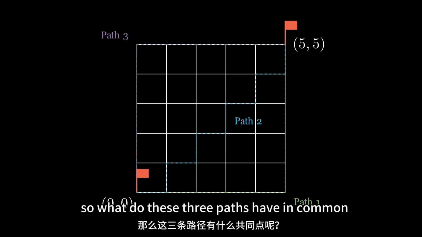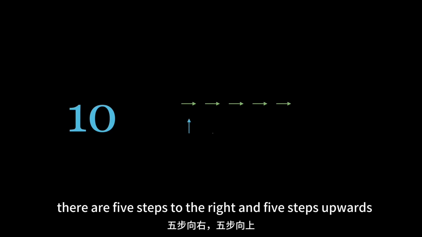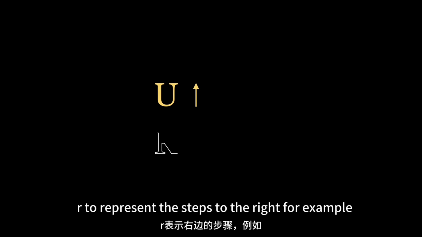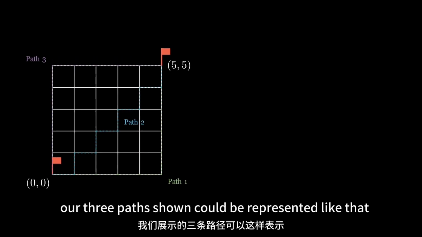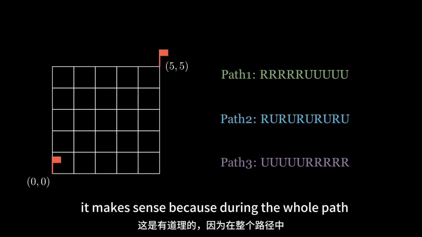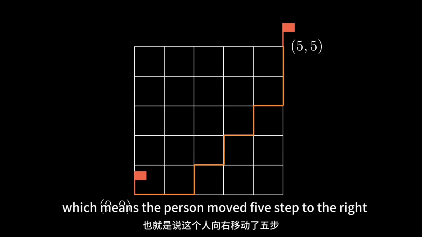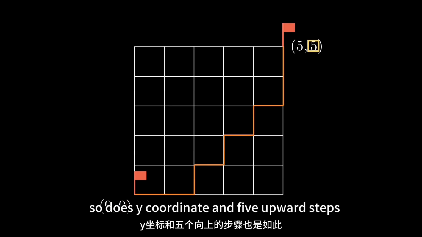So what do these 3 paths have in common? As we can observe, they move 10 steps in total. Among these 10 steps, there are 5 steps to the right and 5 steps upwards. We use U to represent the upward steps and R to represent the steps to the right. For example, our 3 paths shown could be represented like that. It makes sense because during the whole path, the x coordinate changed from 0 to 5, which means the person moved 5 steps to the right. So there's the y coordinate and 5 upward steps.